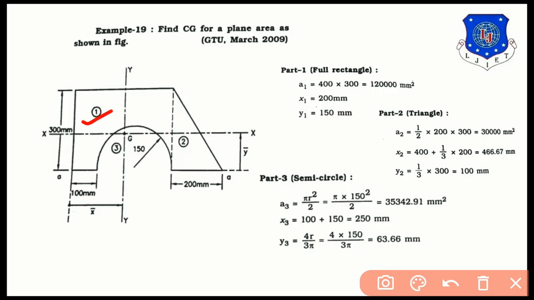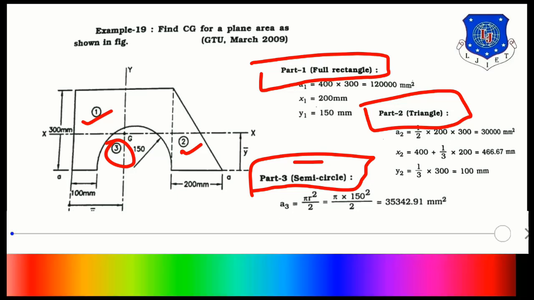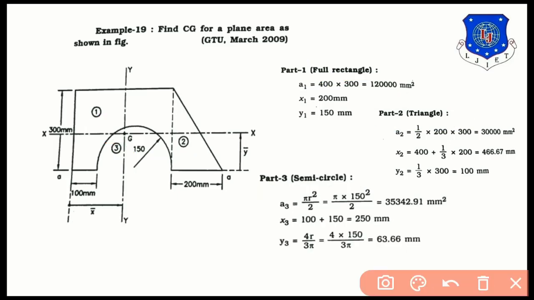This is part number 1, meaning the full rectangle. This is part number 2, meaning the triangle. And this is part number 3, the semicircle, which is to be cut out. So part 3, the semicircle, will be negative. Okay, let us see the axes first. From the bottom of the figure, the x-axis will be passing, and from the left side of the figure, the y-axis will be passing.